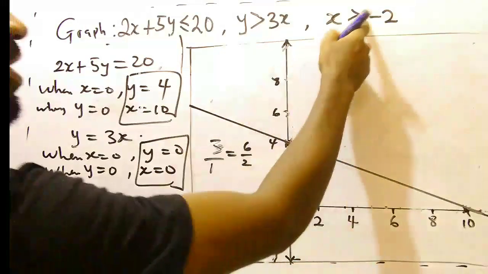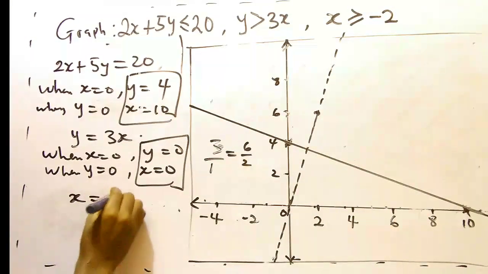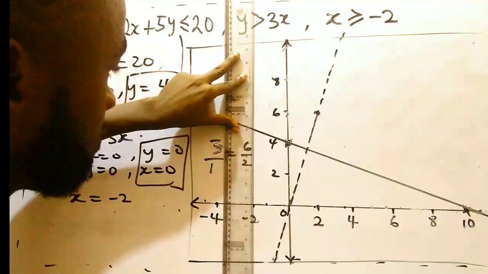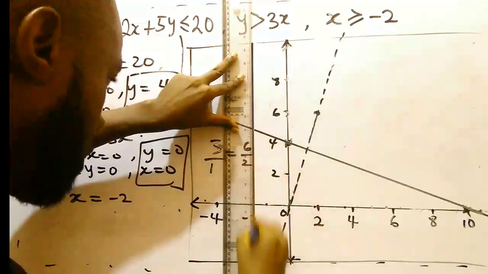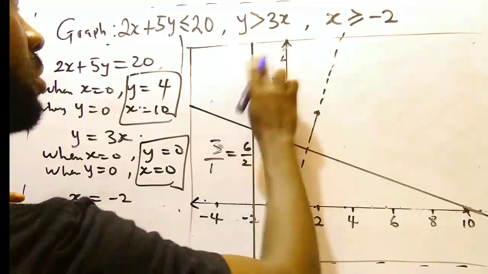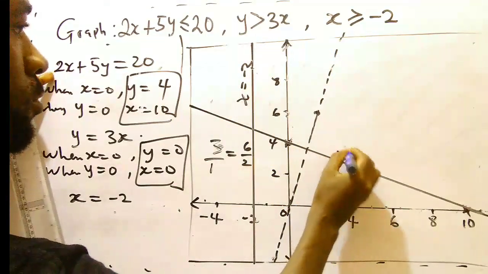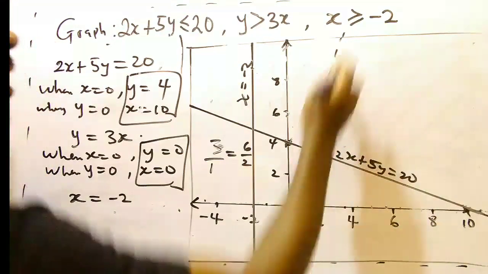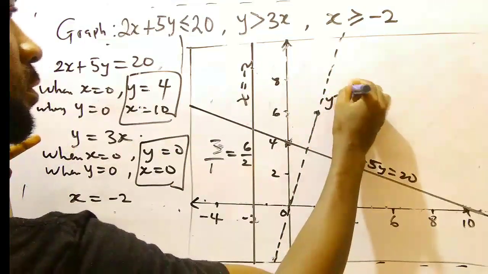So next, I get this. My x is greater than or equal to minus 2. So my boundary line is minus 2. Where x is equal to minus 2, I come here. Here is going to be a solid line. So I'm going to draw a solid line to pass to that point. Okay, so this is my x equal to minus 2. Let me put it this way: x equals minus 2. And this is for my 2x plus 5y equals 20. And this is for my y equal to 3x.